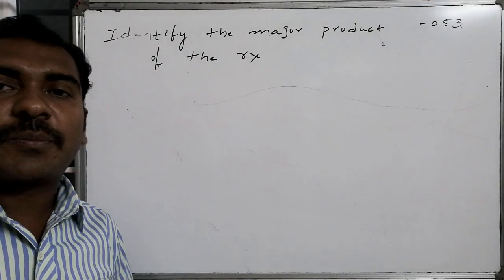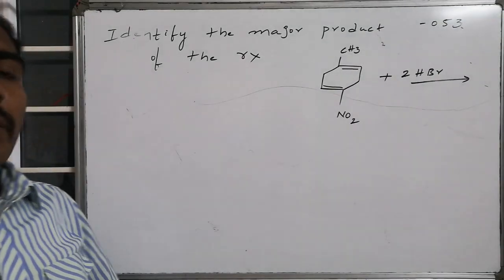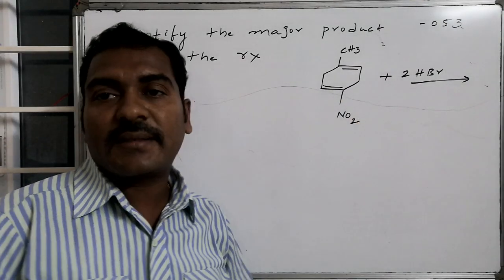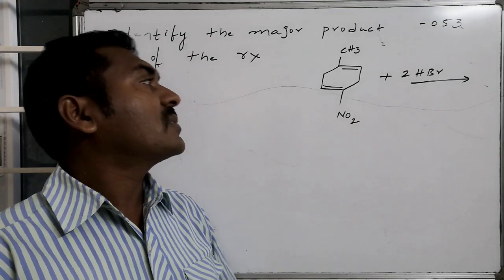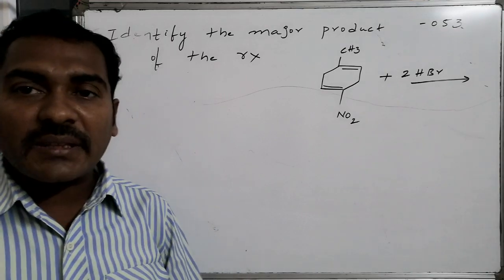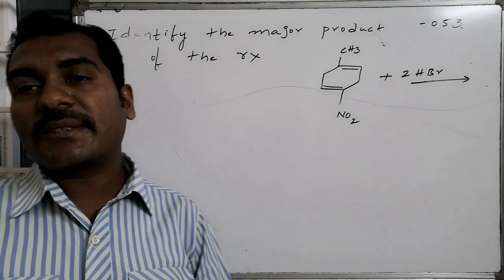Identify the major product of the reaction. The reaction is given by two molecules of HBr added over the cyclohexadiene system having two groups: on one double bond a methyl group is present, and on the other double bond a nitro group is present.